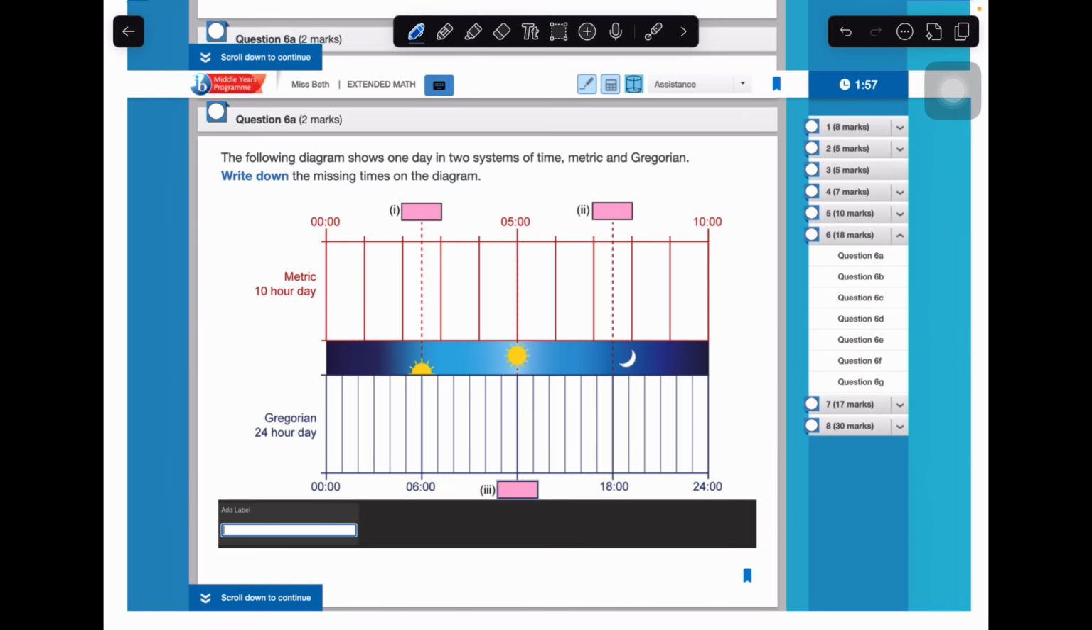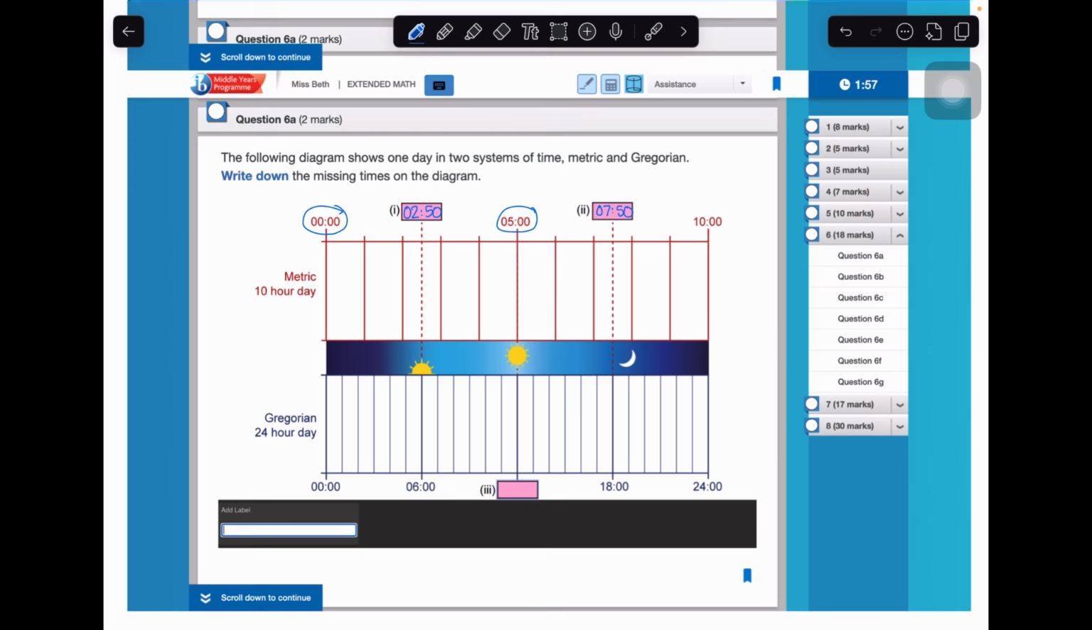So 6a, the following diagram shows one day in two systems of time, metric and Gregorian. Write down the missing times on the diagram. So the best thing to do here is look at the scales, okay? So we are going from 0 to 5, and the first box to fill in is halfway. Okay, so this would be 0 to 50. Now, it's 50 because this is metric time, so it goes up to 100, so halfway would be 50. Okay, you are then going to repeat the following side, so 0, 750.